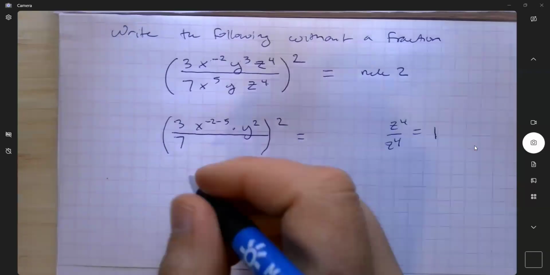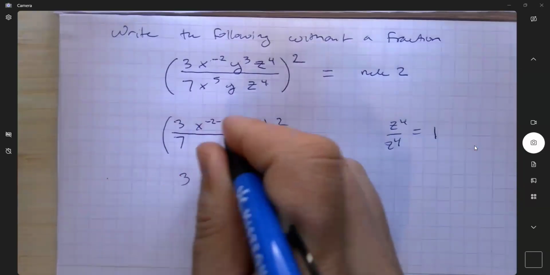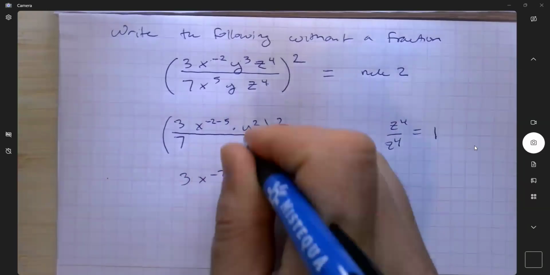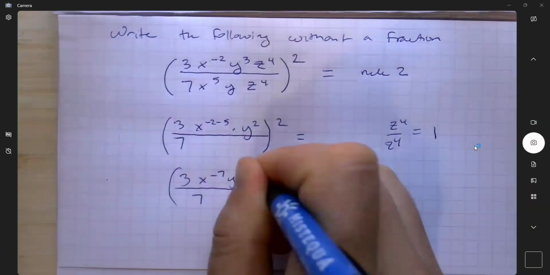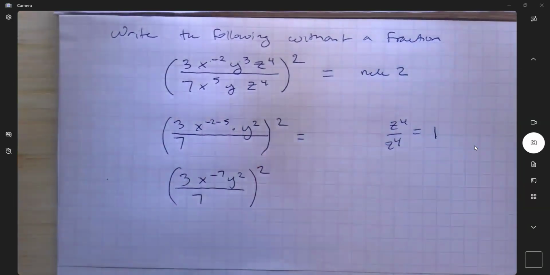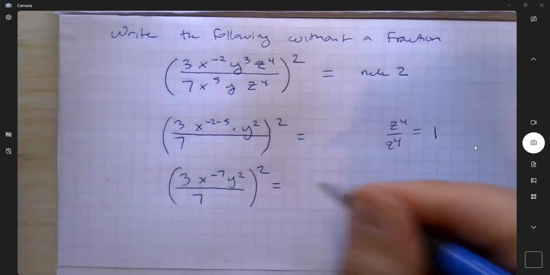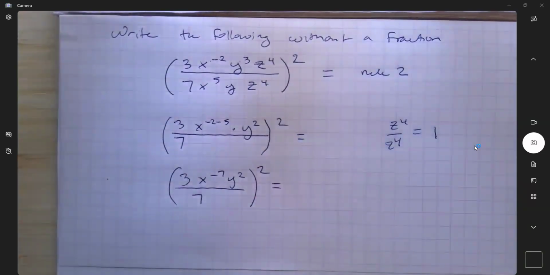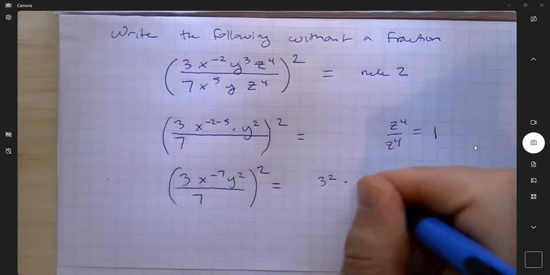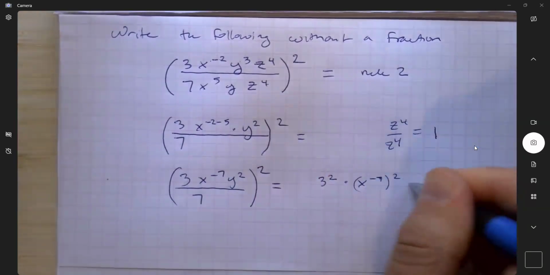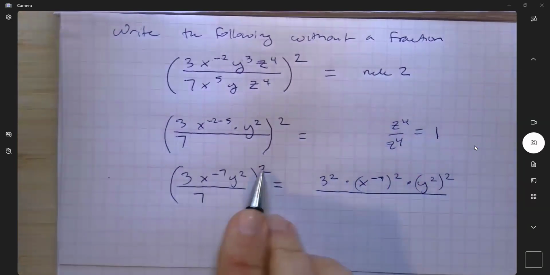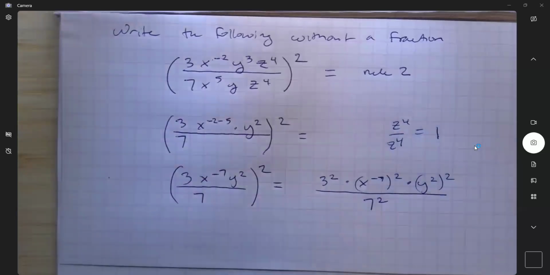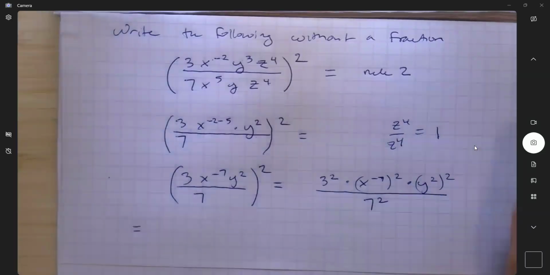And now a little bit of simplification. 3 minus 2 minus 5 is x to the minus 7, y squared over 7, and then square all of that. At this point, I would probably distribute and get 3 squared times x to the minus 7 squared times y squared again squared. And remember that powers also distribute across division, so I also have a 7 squared in the bottom. And now I can do some simplification.